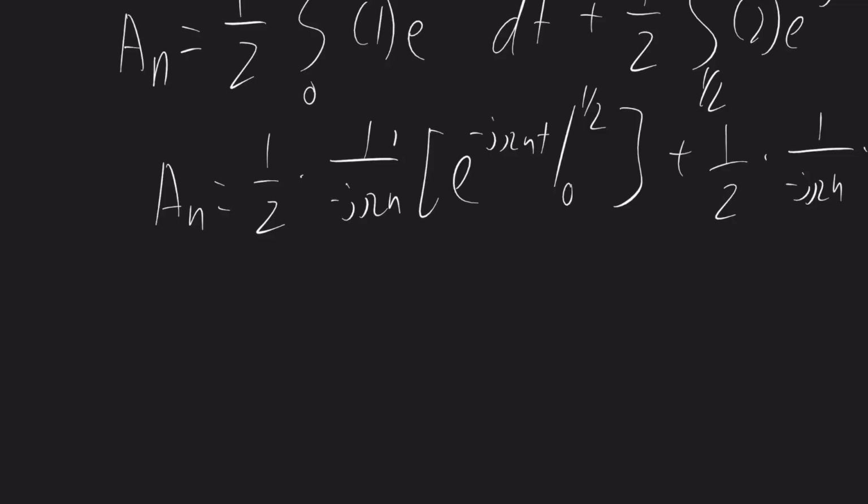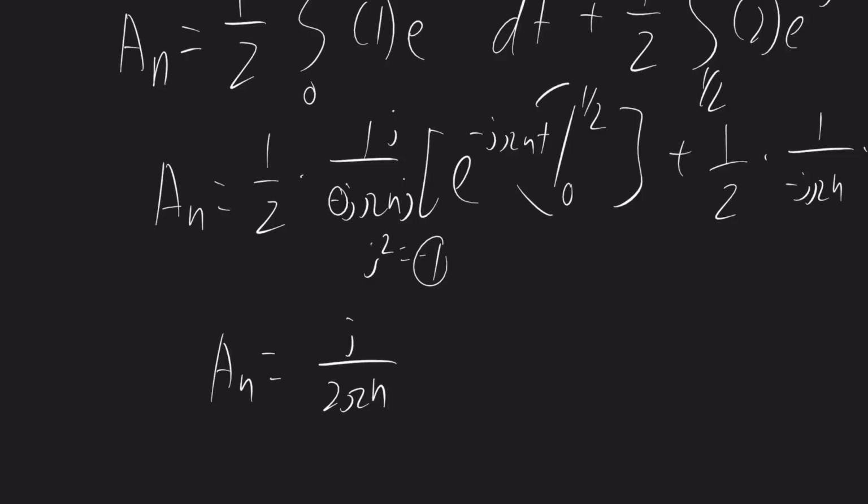So for this first term here, we can multiply the top and the bottom by j. On the bottom, we'll have j squared, which is negative 1. That'll cancel with the negative on the bottom there. We'll be left with j over 2 pi n. Then we can plug in the bounds to that exponential. It'll be e to the negative j pi n over 2 minus e to the negative j pi n times 0. That'll cancel out. We'll have a 1.